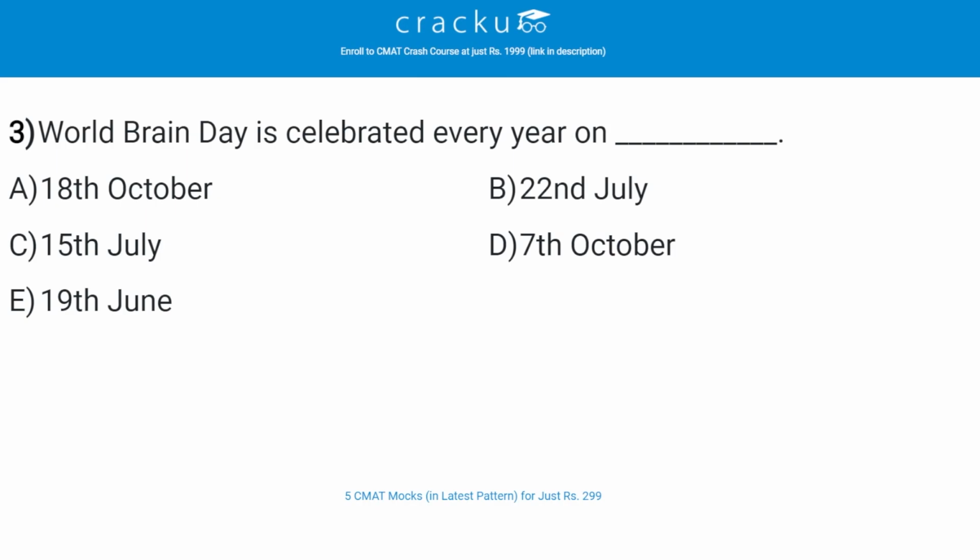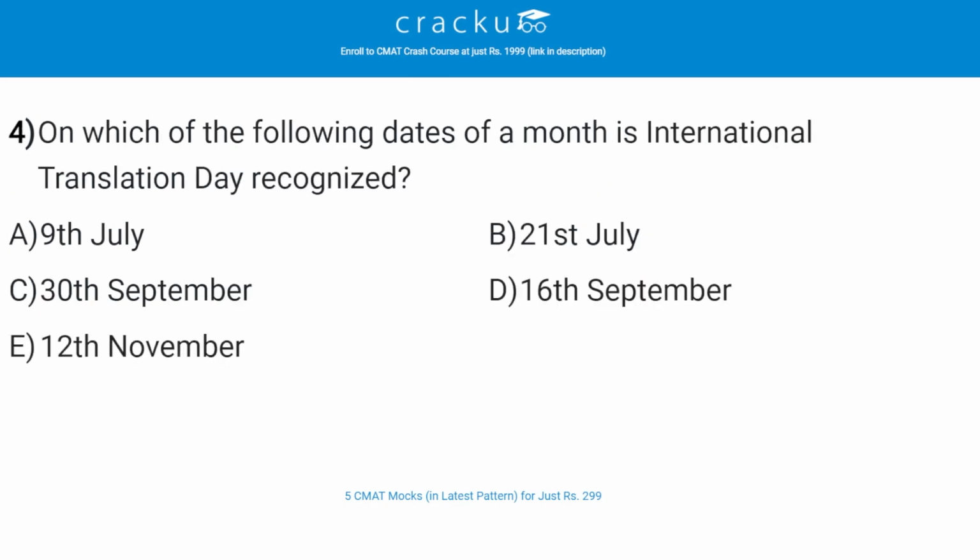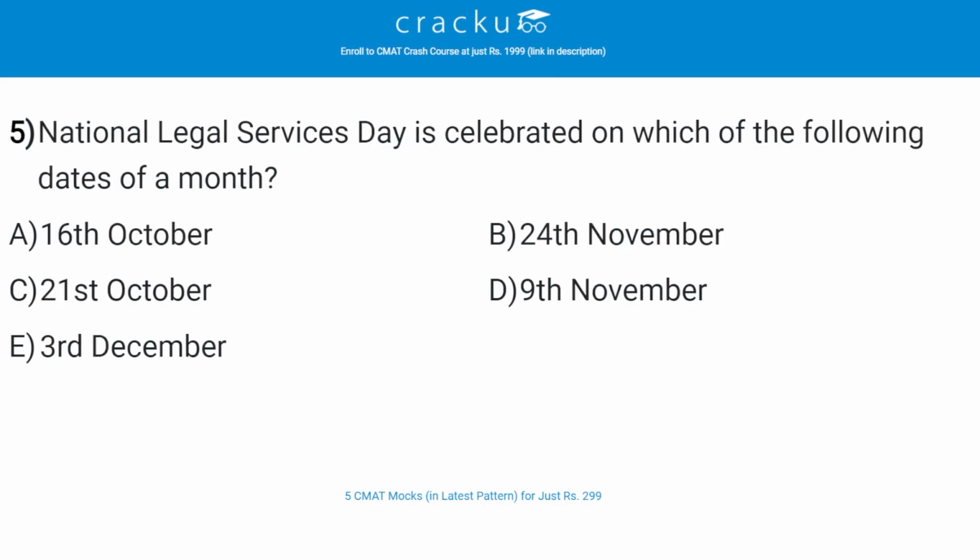World Brain Day is celebrated every year on dash. The correct answer is B, 22nd July. World Brain Day is dedicated to raising awareness and promoting advocacy related to brain health. Let's check the next question. On which of the following dates of a month is International Translation Day recognized? The correct answer is C, 30th September. Let's check the next question.